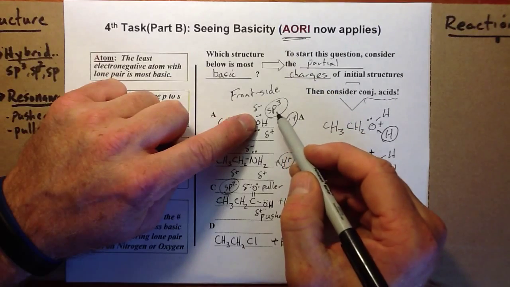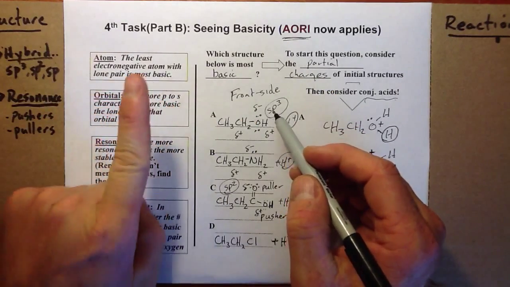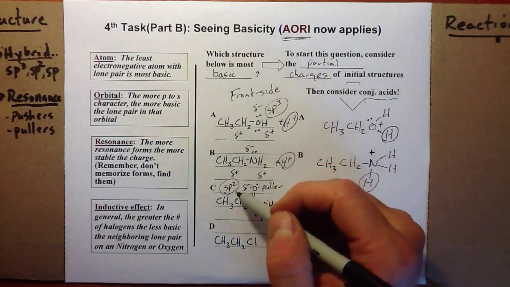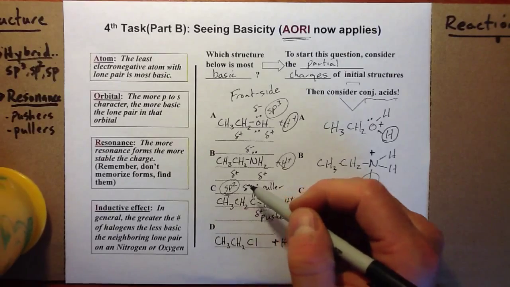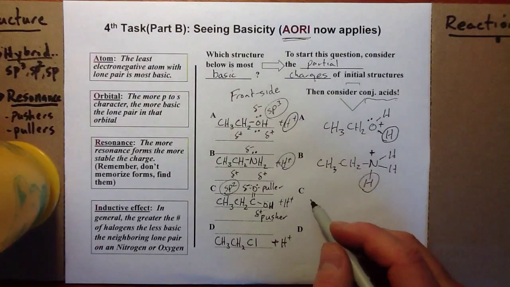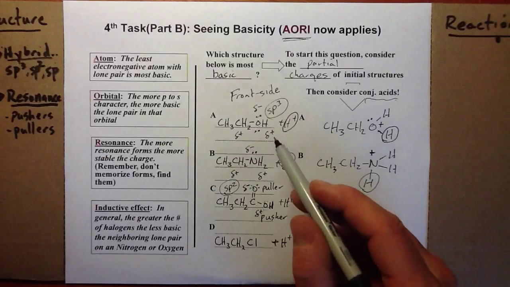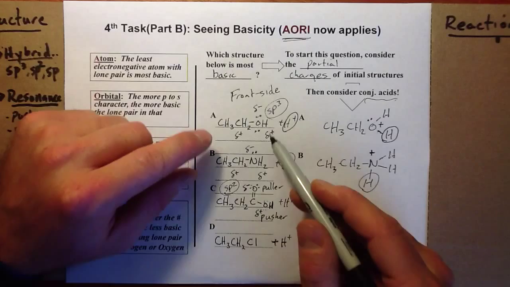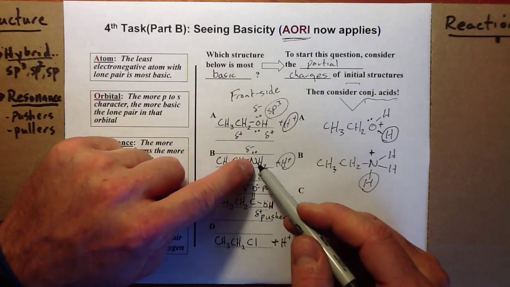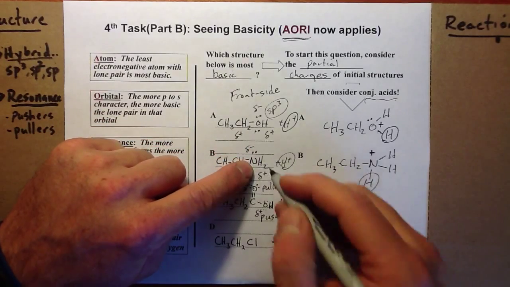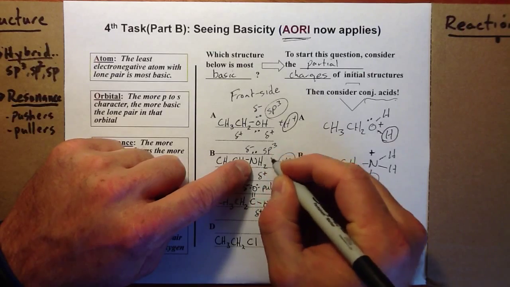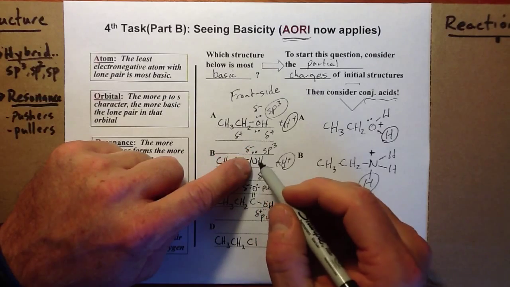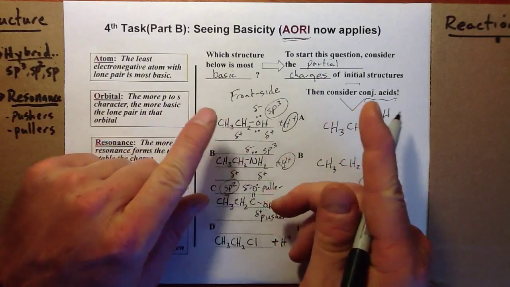The more p character, the higher the energy. The higher the energy, the more reactive. Less p character, lower energy, less reactive. So C is less reactive than A in basicity. And we already said A is less reactive than B, because atom, nitrogen, everything else being equal, sp3, it's got a lot of p character in its lone pair. It's partially negative. Nitrogen's more reactive than oxygen. So this is kind of a flip.